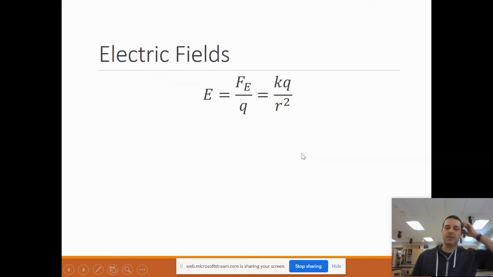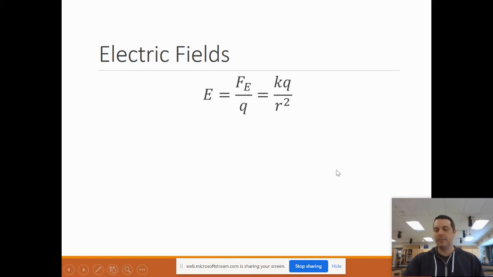The equation for electric field is the electrostatic force felt by a charge at some position divided by the magnitude of its charge itself. Because electrostatic force is k Q1 Q2 divided by r squared, we could actually simplify this electric field equation, so we don't have to figure out what the electrostatic force is, and just take the electrostatic constant multiplied by the charge itself divided by the distance from that charge that we're interested in.